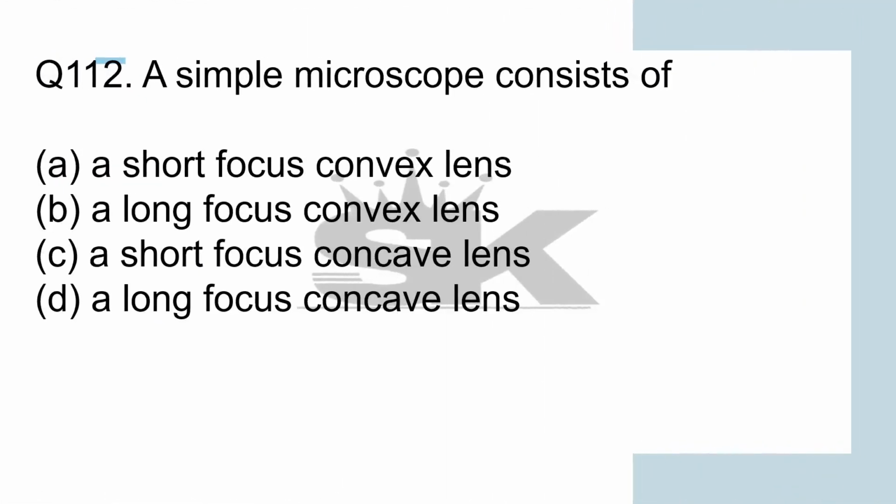A simple microscope consists of... the answer is a short focus convex lens. A simple microscope is also called a magnifying glass. It is actually a convex lens of small focal length which is used for seeing the magnified image of small objects.